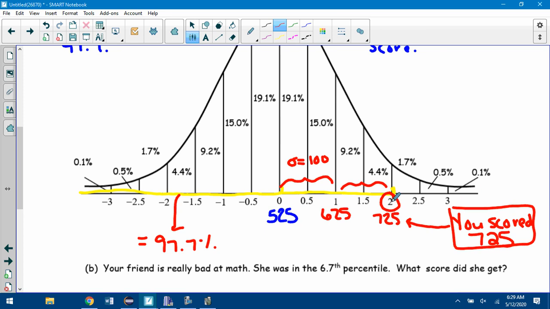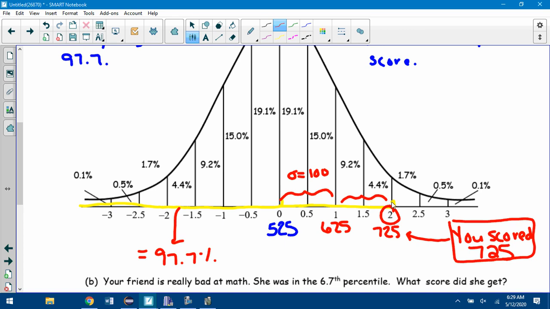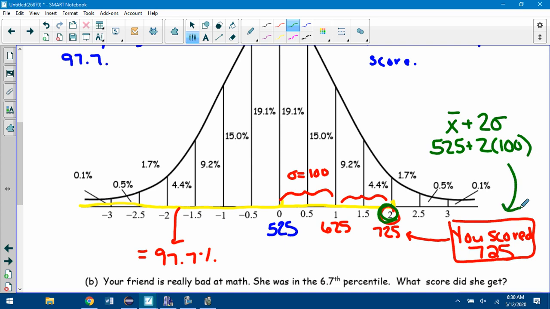Now, this fell at a nice spot. Let me show you one other way to do it. You could also say, okay, I know that I'm at 2, so I have to take the mean plus 2 standard deviations. The mean was 525 plus 2 standard deviations. That's going to get me this number also. So if you'd rather almost make a formula out of it, 525 plus 200, you can get it that way also. So if counting is hard for you, especially if it's like a 0.5 or something, you might want to use that.